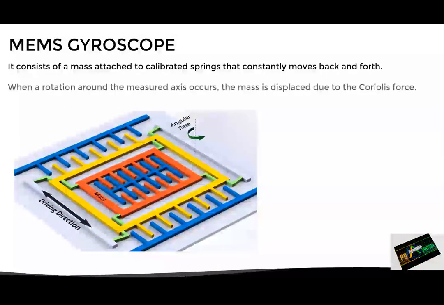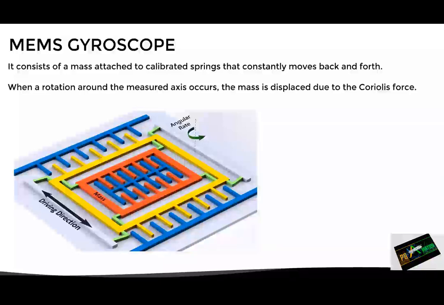Now, a MEMS gyroscope consists of a mass attached to calibrated springs that constantly moves back and forth. This way, when a rotation around the measured axis occurs, the mass is displaced to a side due to the Coriolis force. This displacement of the mass can be measured and the angular rate can be determined, just like when the precession is measured in a conventional gyroscope.